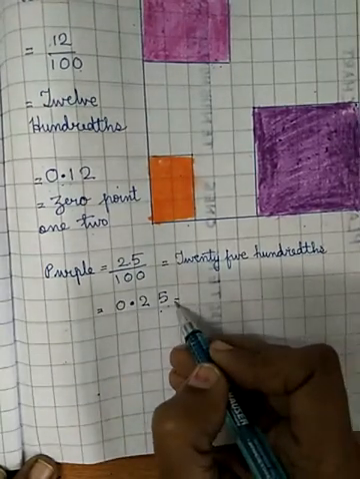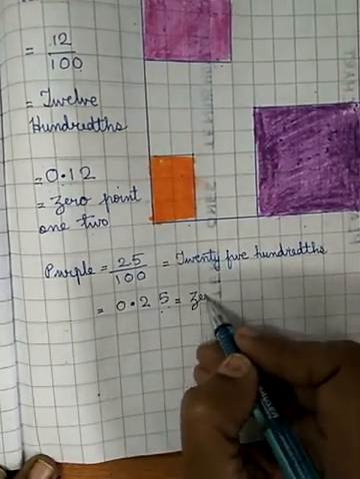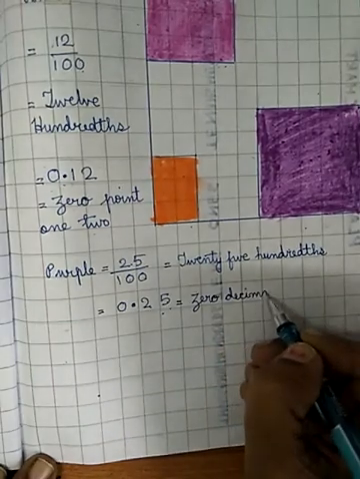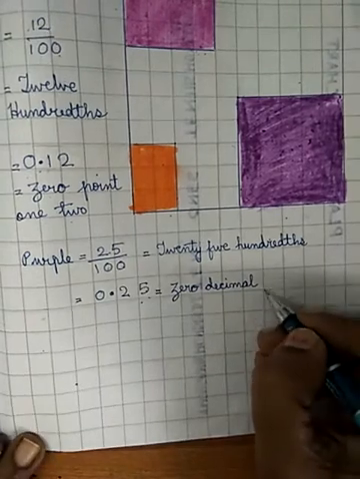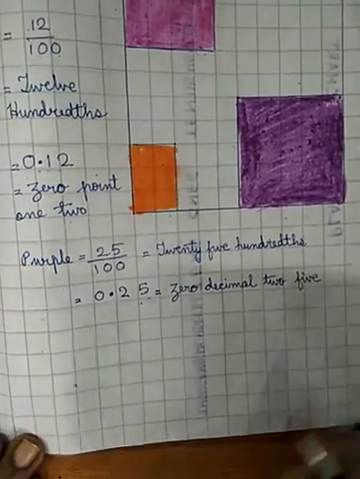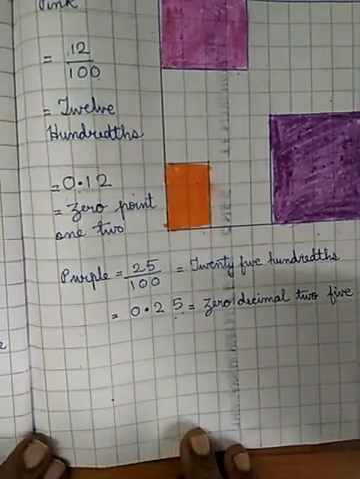And how will I read this one? You will read this as 0 decimal. You can use the word decimal also. 0.25. Okay. You can have bigger numbers in the numerators.